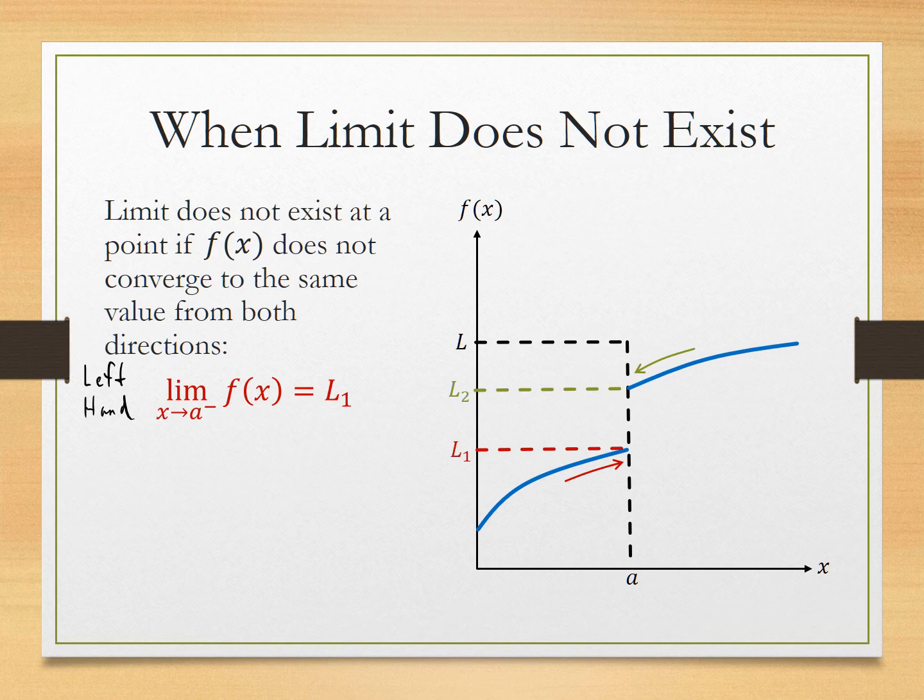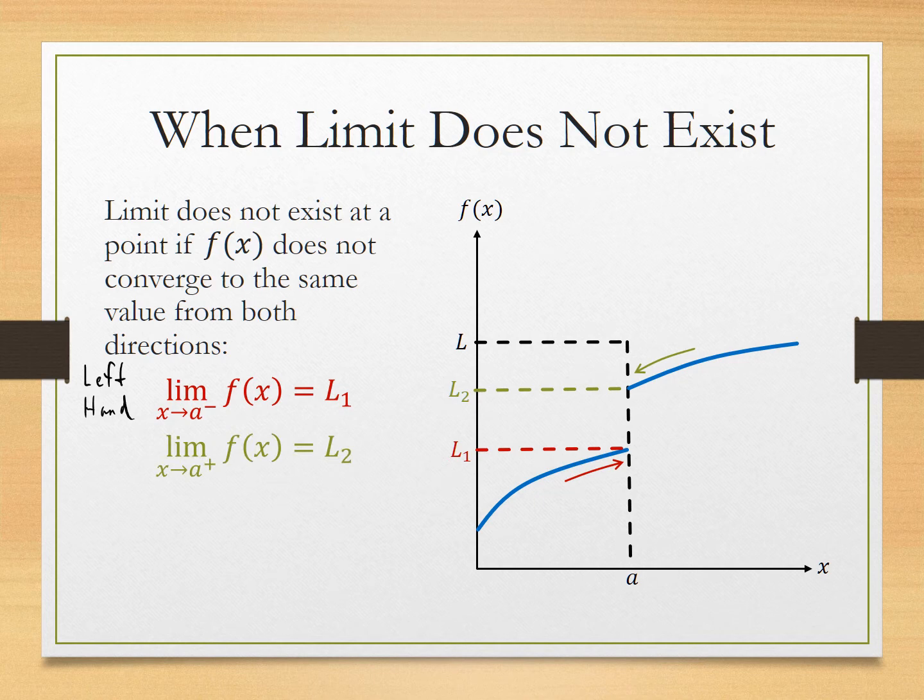The A superscript negative means that you're approaching A from the side at which it's smaller than A. So it's A negative, because you're approaching A from the direction where the numbers are smaller than A. As x approaches A from the left-hand side, that's usually how you say it, f(x) approaches L1, as you can see from this diagram here.